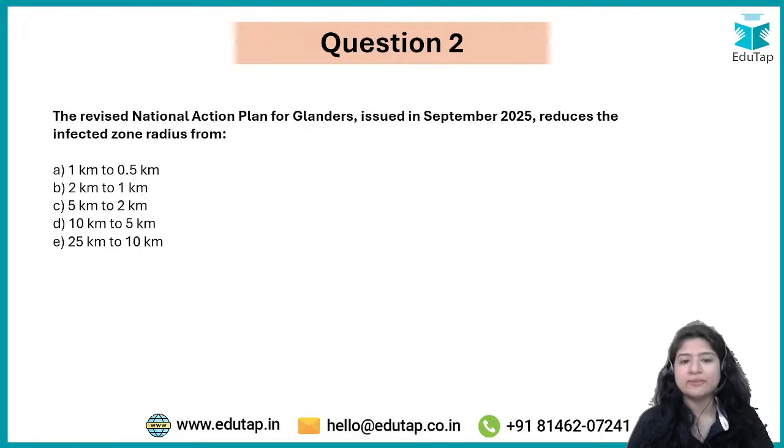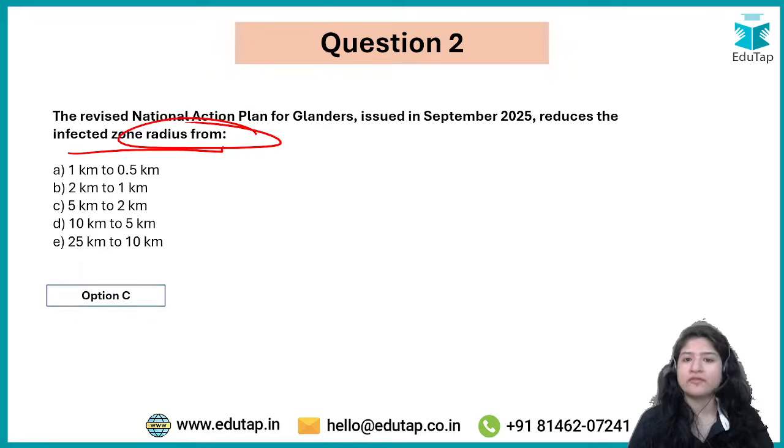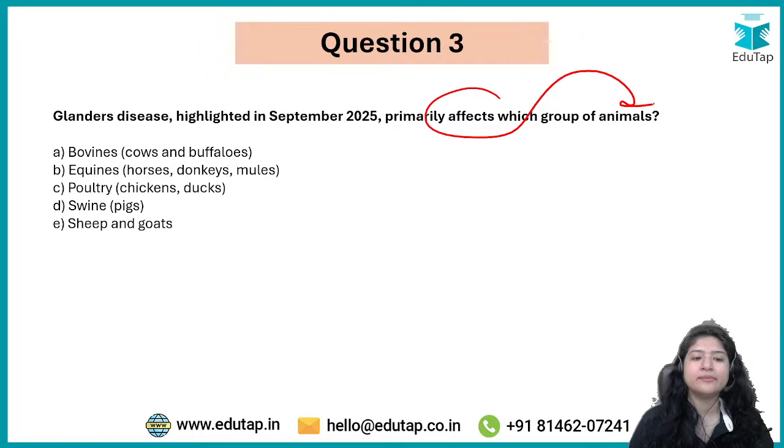The revised action plan for glanders issued reduces the affected zone radius from the infected. Please keep in mind we are talking about the infected. Okay, so it is option C, from 5 kilometers to 2 kilometers. Glanders disease primarily affects which group of animals? So it is usually the equines: horses, donkeys and mules.